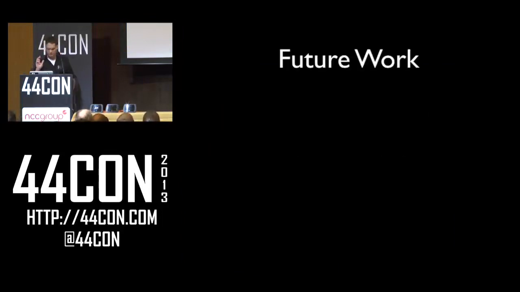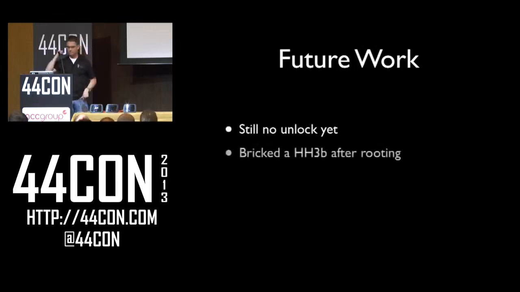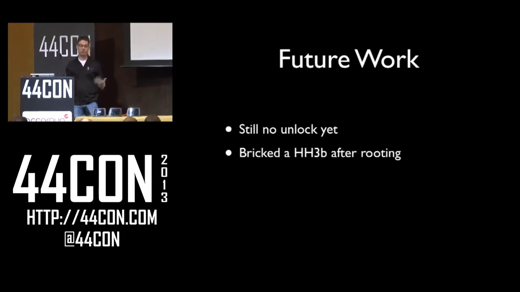So we have root. Really, we're still not done. Unfortunately, we still don't have an unlock for the Home Hub 3B, at least that I know of. The first thing I did after getting root on the device was remount the root file system writable, because it's JFFS2, and you can do that. And I made a trivial change. I touched a file or something, and then rebooted it, and it bricked it, right?